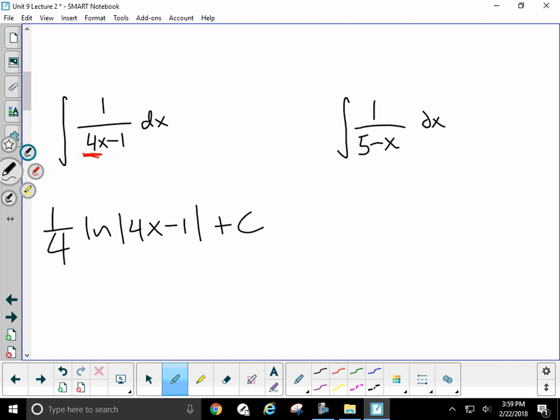You could use U substitution to discover this and get this answer. However, it's easier to just figure it out. Think about the derivative of log of 4x minus 1. It would be 1 over 4x minus 1 times 4. You need the 1/4 to cancel with the 4. This guy, figure this one out. You have a negative 2x, right? Keep it as negative 2x.